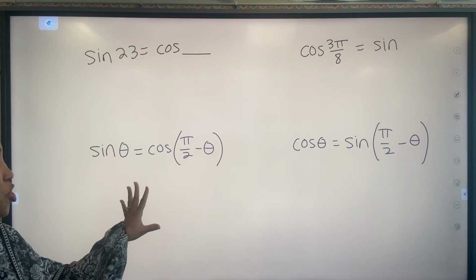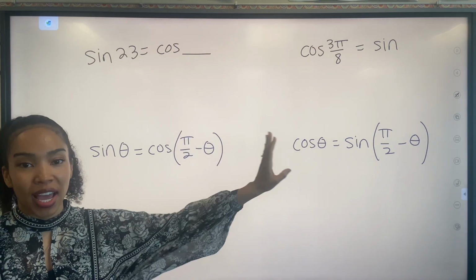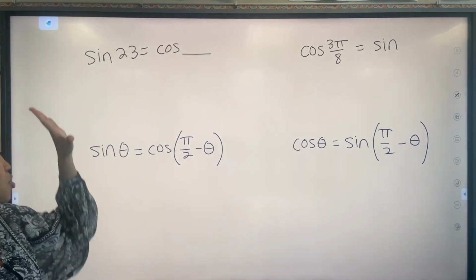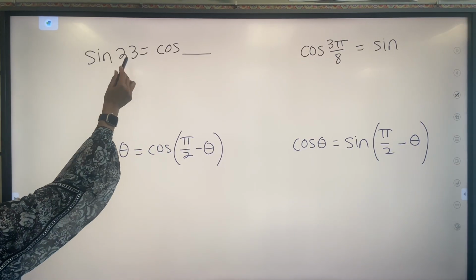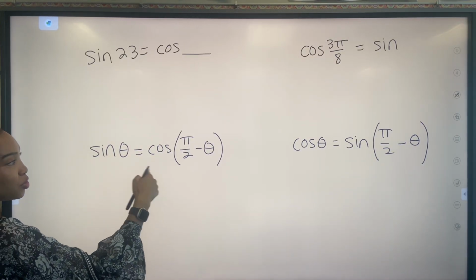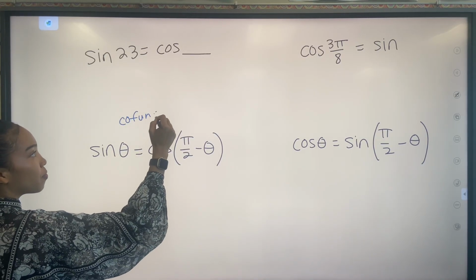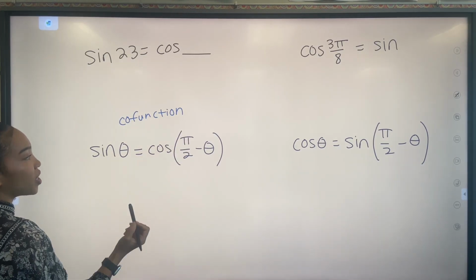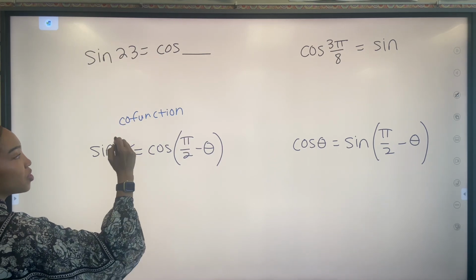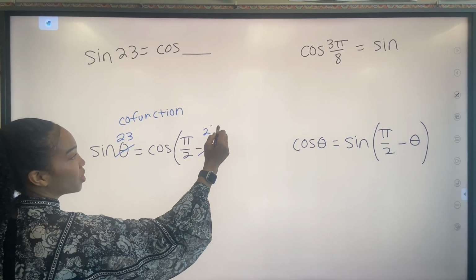So on this question, you're supposed to be using the cofunction identities, okay? The first problem, they're telling you that sine is 23. So here, if you use the formula on your formula sheet, this is a cofunction identity. The angle is 23, so this is 23 and this is 23.